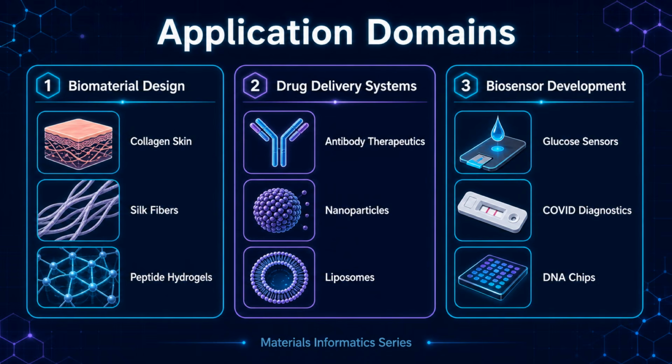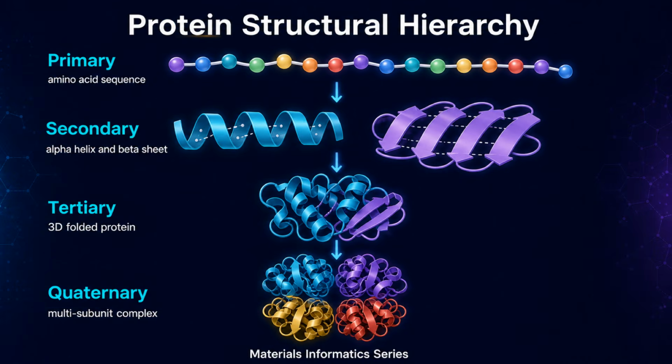First, biomaterial design includes collagen artificial skin for tissue engineering, silk fiber structure optimization, pioneered by companies like Spiber, and peptide hydrogels for drug delivery. Second, drug delivery systems encompass antibody therapeutics for targeted therapy, nanoparticle carriers for cancer treatment, and liposomal formulations used in vaccines. Third, biosensor development covers glucose sensors for diabetes management, antibody biosensors like those used in COVID-19 diagnostics, and DNA chips for genetic testing. Protein structure is described at four hierarchical levels.